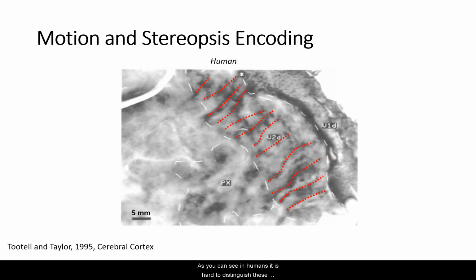As you can see, in humans, it is hard to distinguish these stripes from each other based on their shape. The small size of these stripes also makes it hard to visualize and to distinguish them based on their stimulus selectivity in vivo using conventional functional fMRI techniques, which have a resolution close to 1 centimeter.